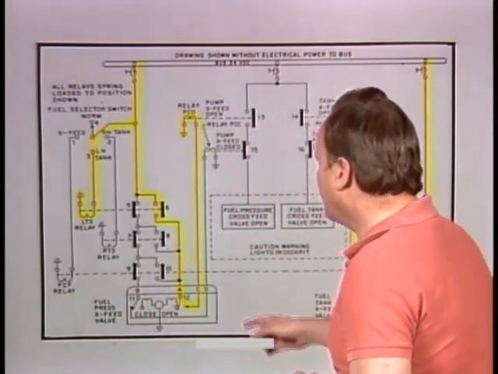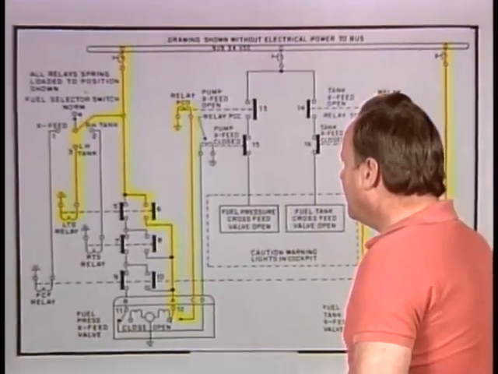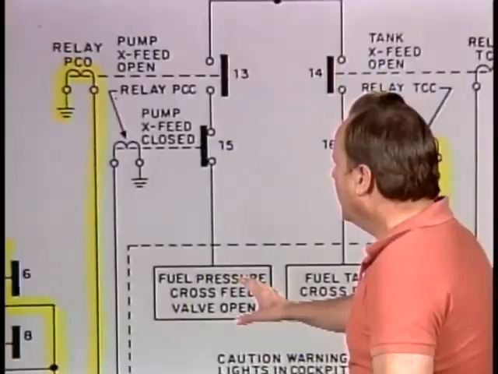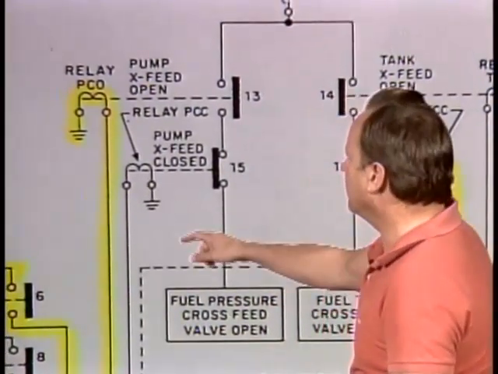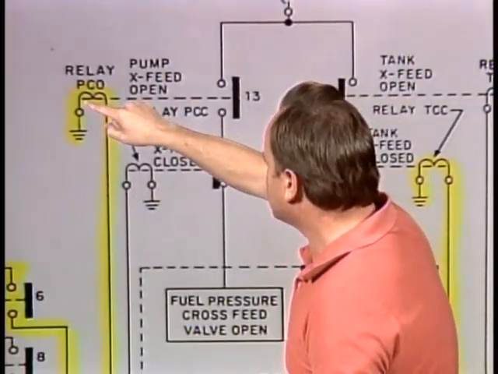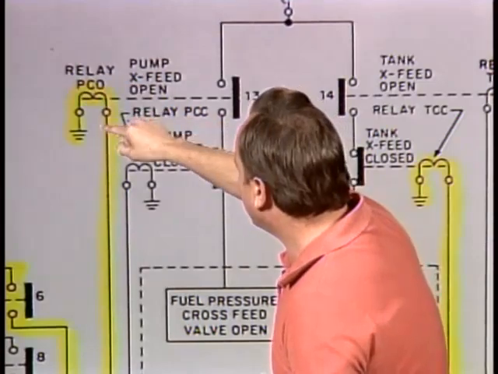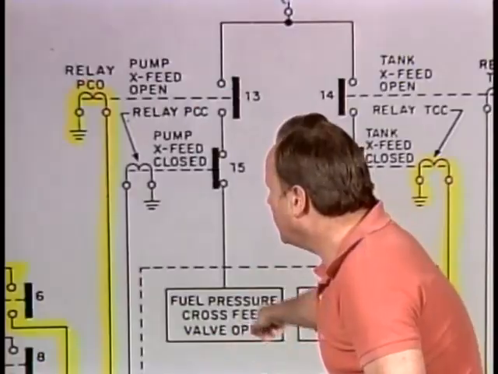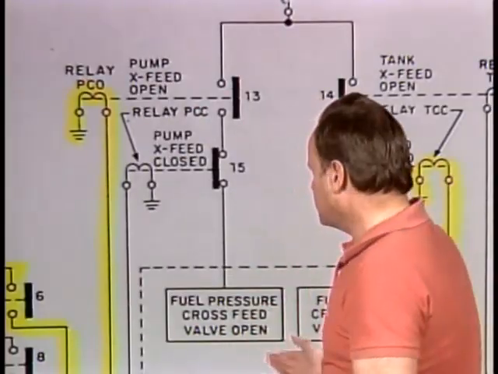Well, let's take a look at the fuel pressure crossfeed valve open light, and it's right here. It's fuel pressure crossfeed valve open, and they're asking what relay failed to activate? Well, the answer is the PCO relay failed to activate. Here is the PCO relay, and what we're saying is if this relay failed to activate, switch 13 wouldn't work and this light would not come on. And that's the question they ask you about that.